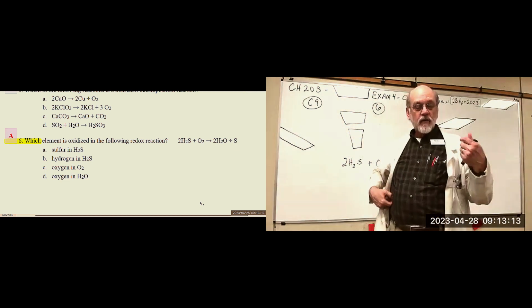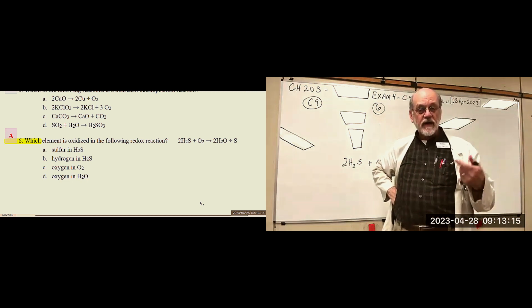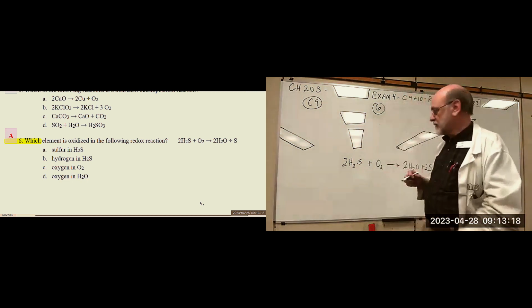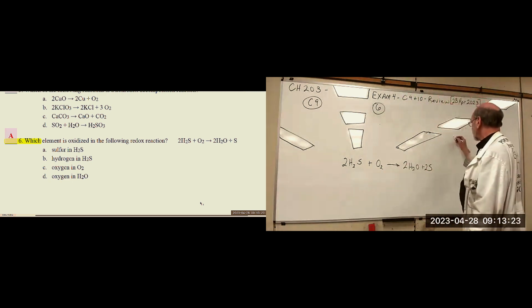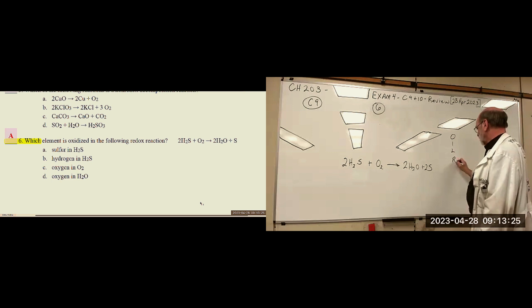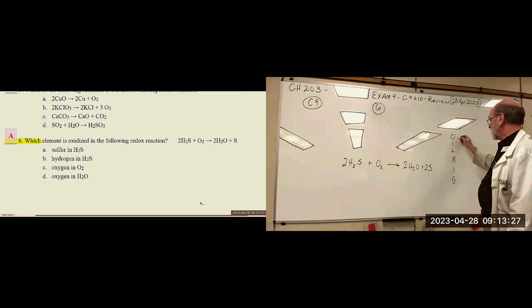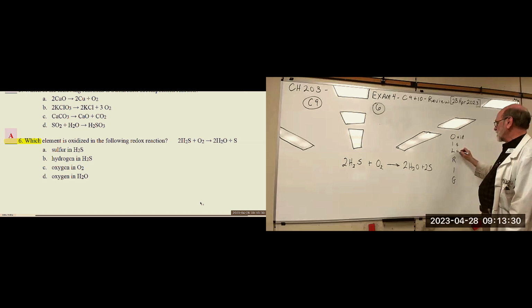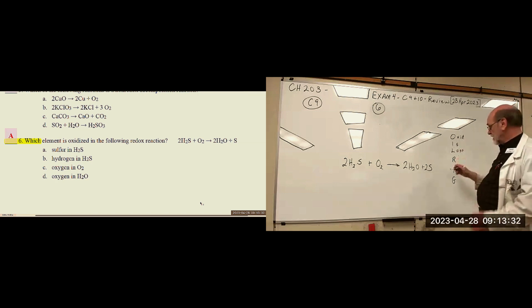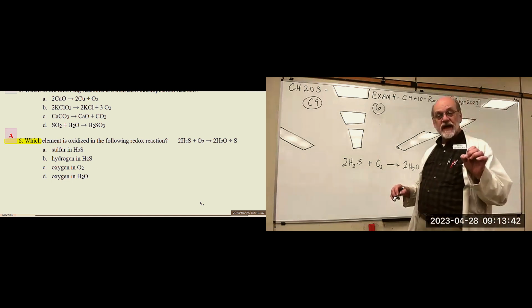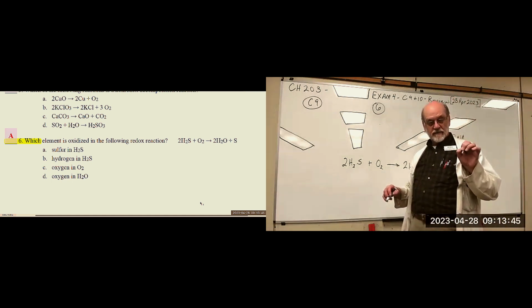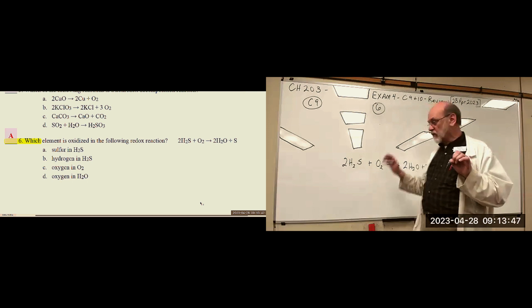Okay, now the question is, which element is oxidized in the following redox reaction? Remember our mnemonic device, right? Oxidation is loss of electrons. Reduction is gain. So if we're looking for the one that is oxidized, we want the one where electrons have been lost from one side to the other.